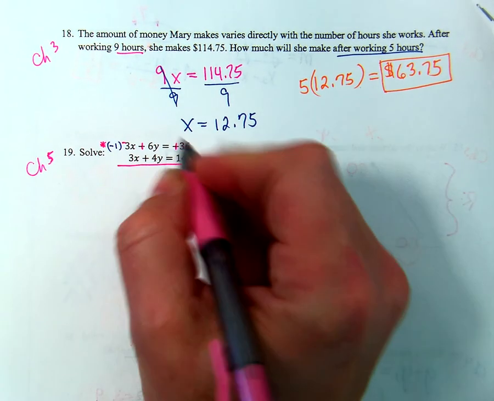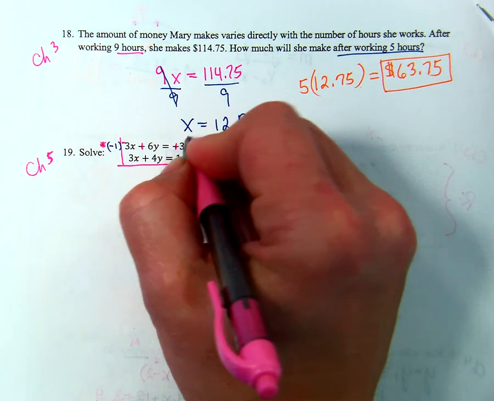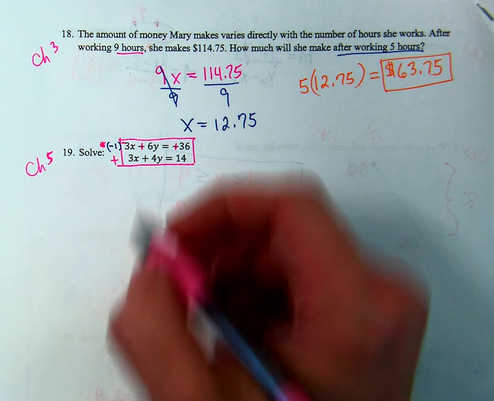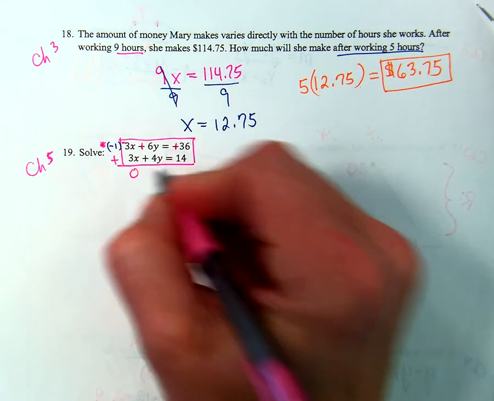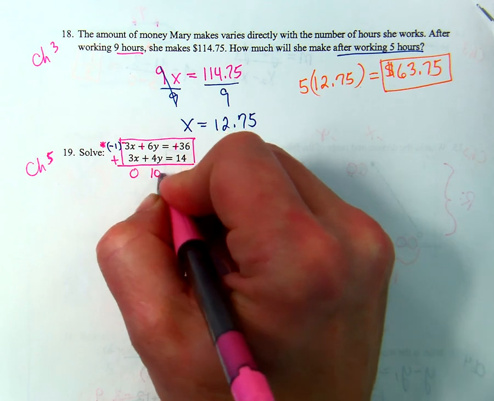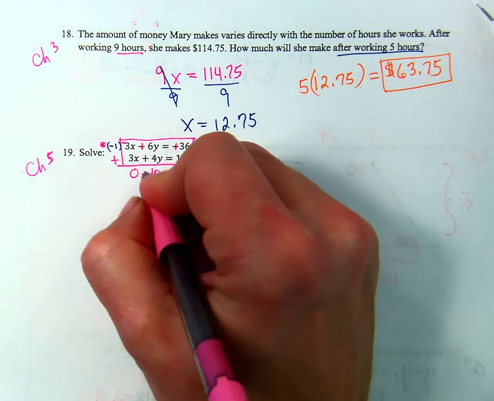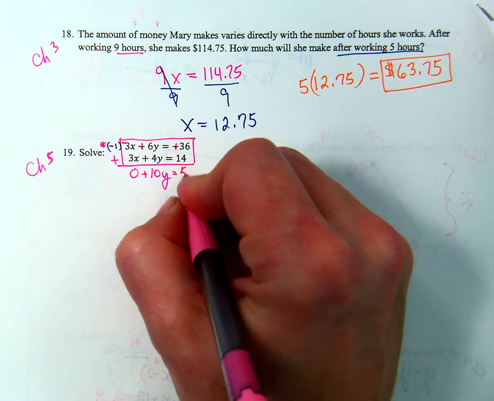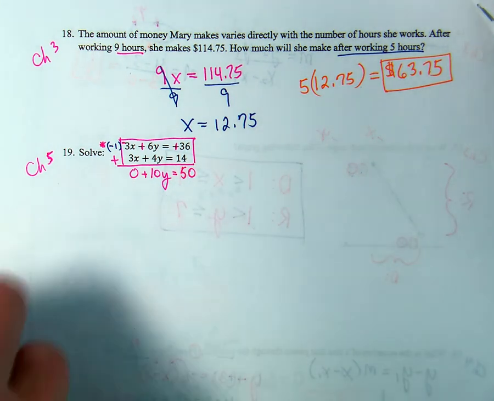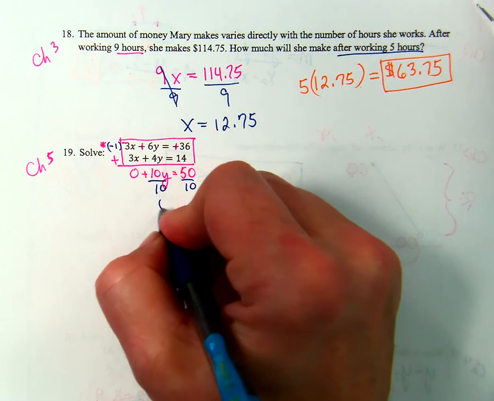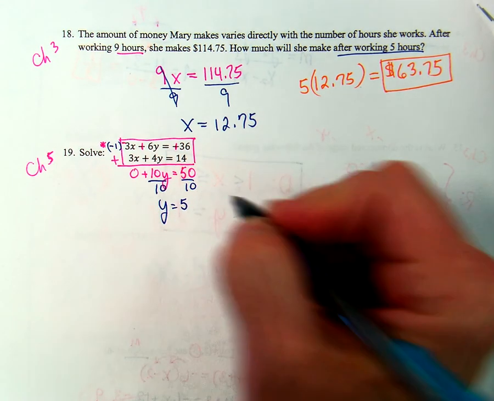Now I can take these terms right here, and I can just add them together. And when I add them together, -3x and 3x will be a 0. 6y and 4y will be 10y. It's a positive. And then here's going to be a positive 50. All right, and then if I'm going to find y, I divide by 10. Divide by 10, y is going to equal 5.